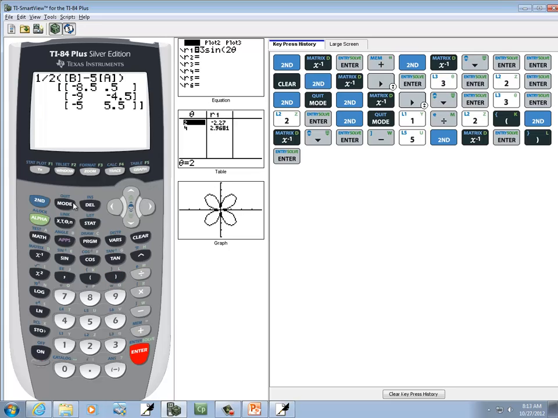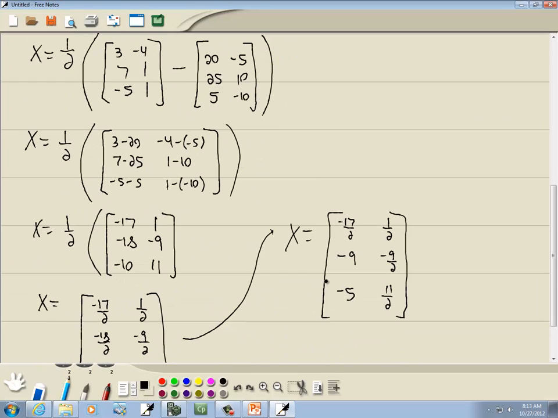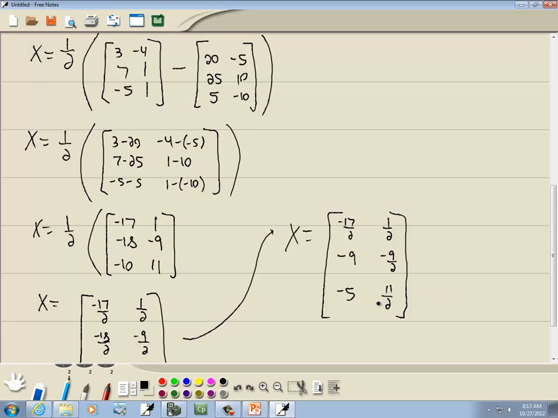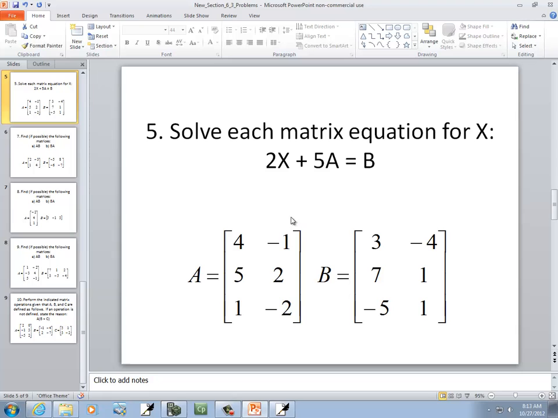Now we got decimals. To get rid of decimals on your calculator, you do math, enter, enter. And let's go check what I got. And it gives us the same answer. Let's look at our next problem.